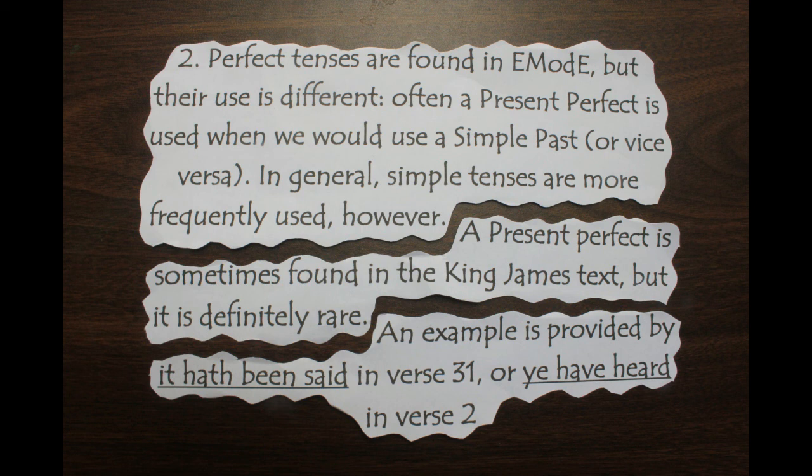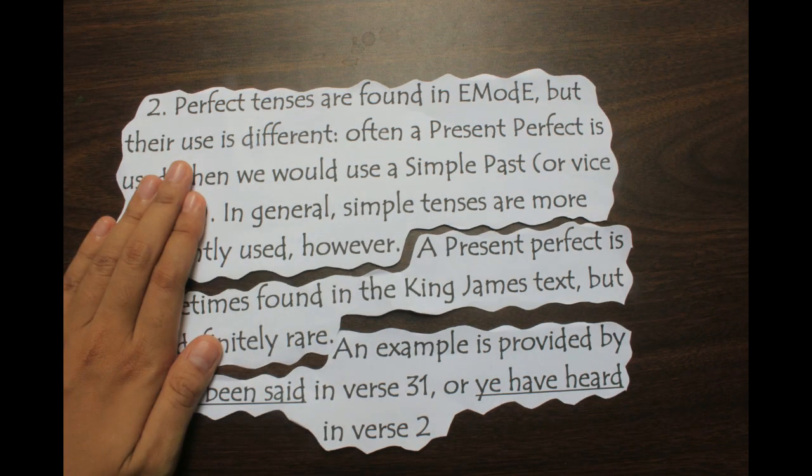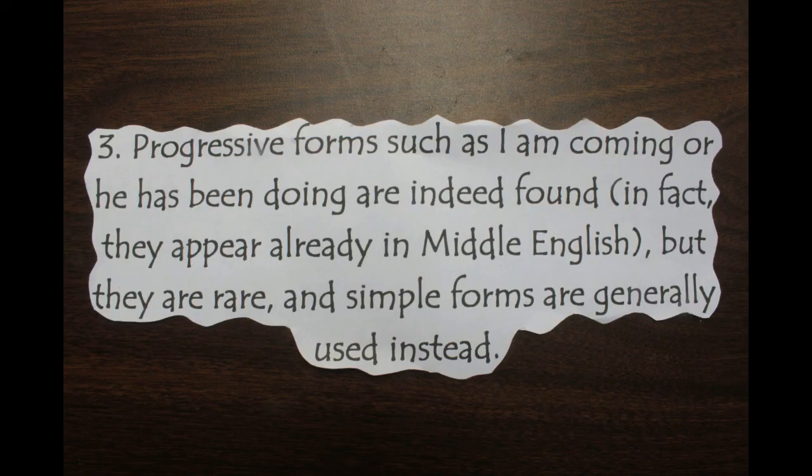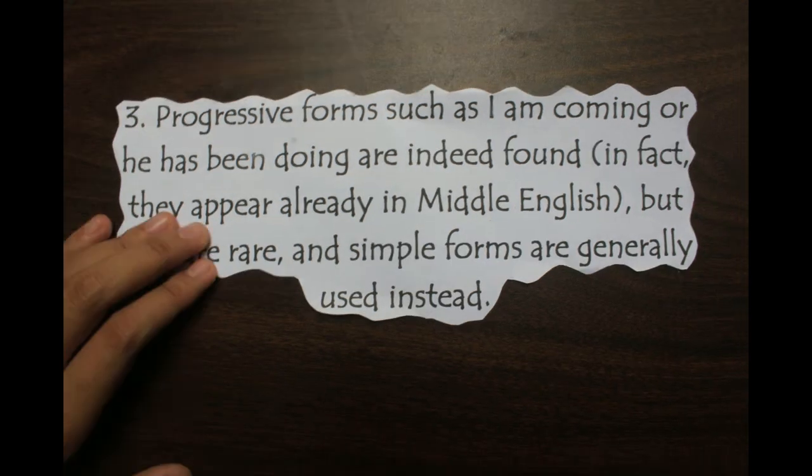Often a present perfect is used when we would use a simple past. The third difference is that progressive forms such as is coming or has been doing are indeed found. In fact, they appear already in Middle English, but they are rare, and the simple forms are generally used instead.